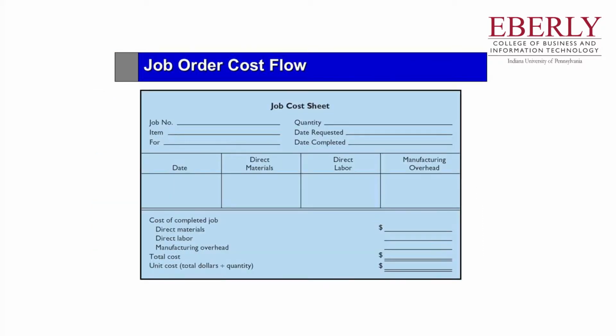Here is an example of a job cost sheet. It specifies the job number, quantity of items that need to be produced, description, date, and a column for direct material cost that is accumulated, a column for direct labor cost, and a column for manufacturing overhead. What we are going to do next is deal with each of these items in a little bit more detail so we can find the total cost of this particular job.